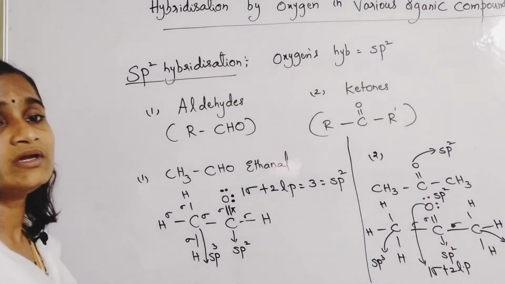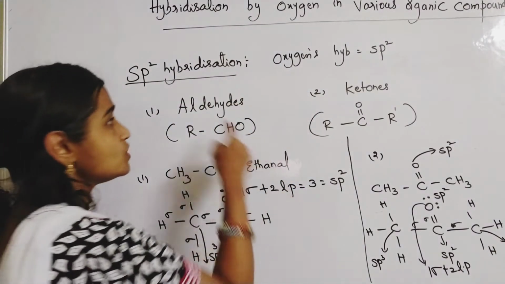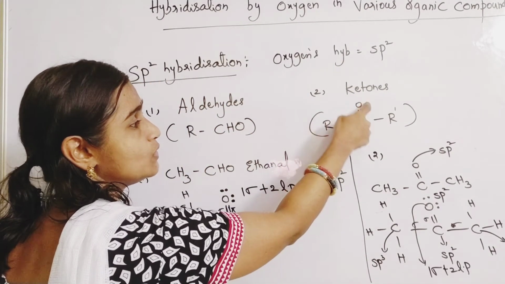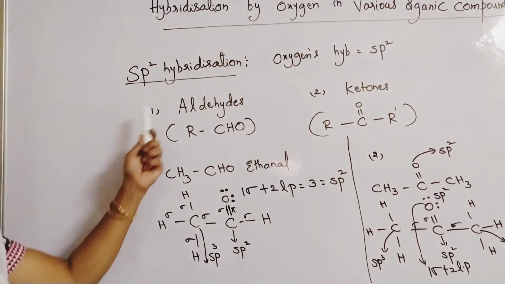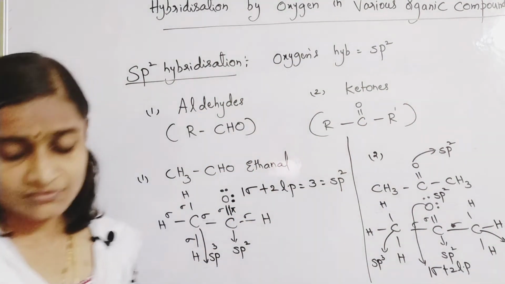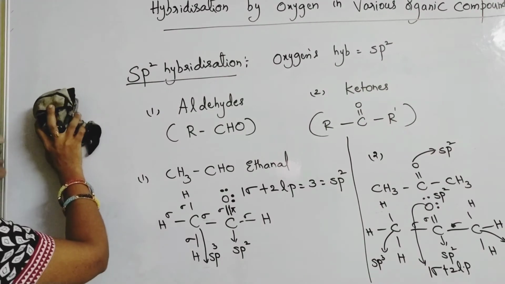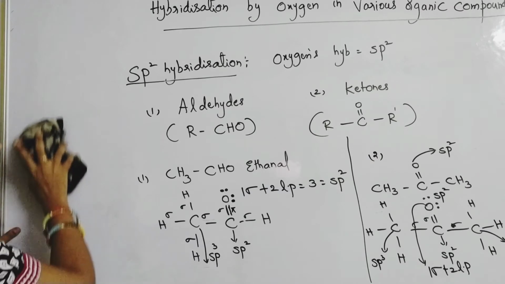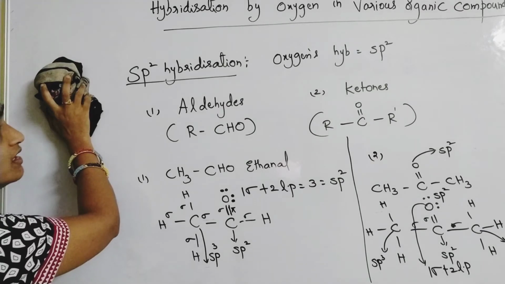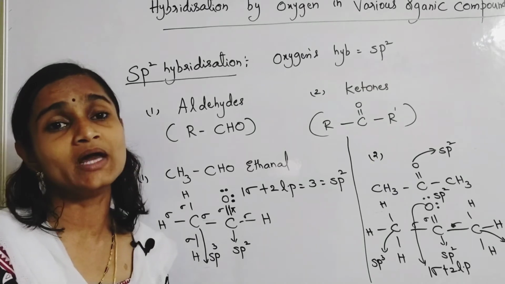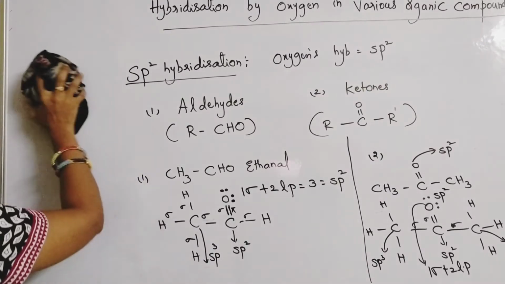So we are speaking only about sp2 hybridization exhibited by oxygen. So 1 sigma bond and 2 lone pairs. So in case of aldehydes as well as ketones, you will find sp2 hybridization in oxygen. Now we will learn the special case where oxygen is undergoing sp2 hybridization even though it is having 3 sigma bonds and 1 lone pair. That example we will see.